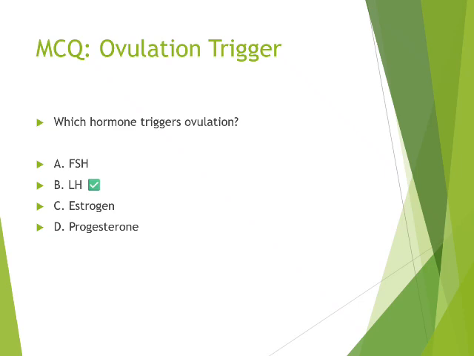Some MCQ questions. Which hormone triggers ovulation? It is the LH hormone.